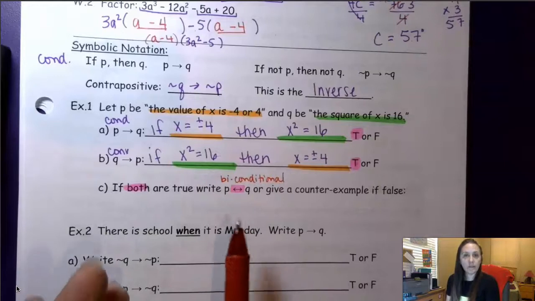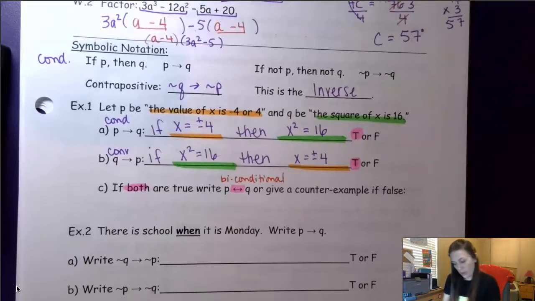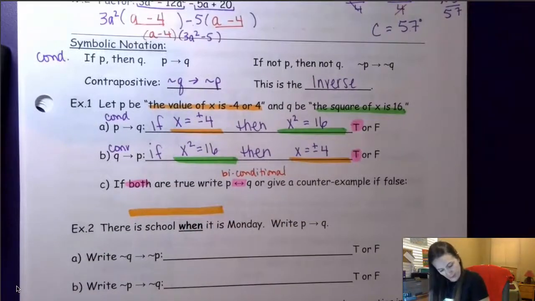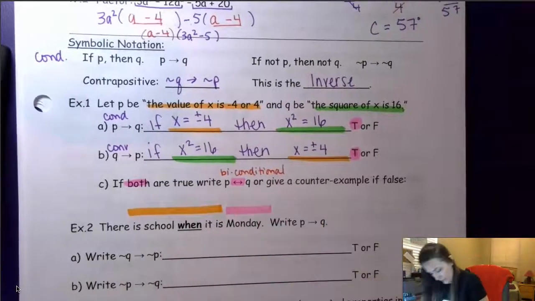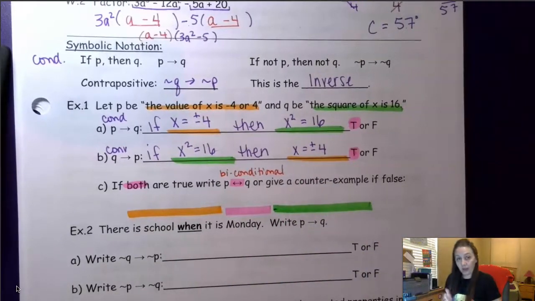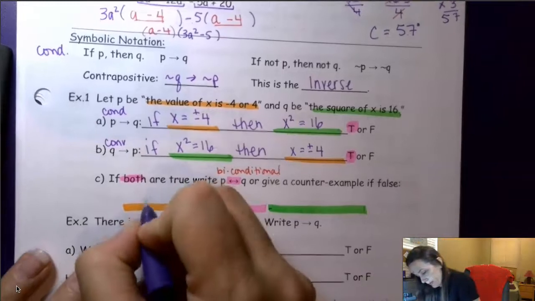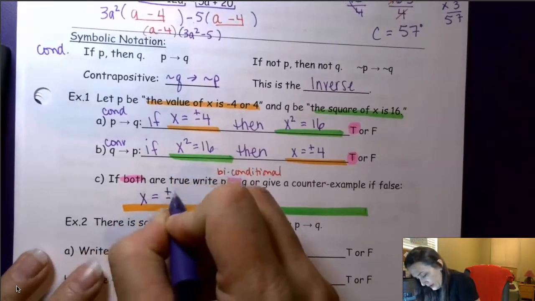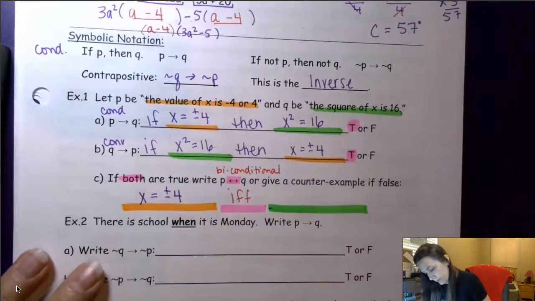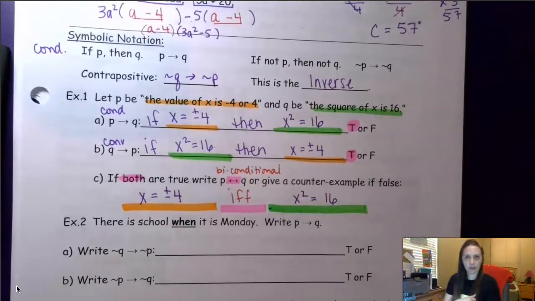Okay, or if they aren't both true, then you want to give a counterexample. Well, in this case, they are both true. So I'm going to always write your P first, if and only if, your Q. Now, if they were not both true, you would write a counterexample saying why they weren't both true. But in this case, I'm going to say x is equal to plus or minus 4 if and only if x squared equals 16. So that means it works in both directions.